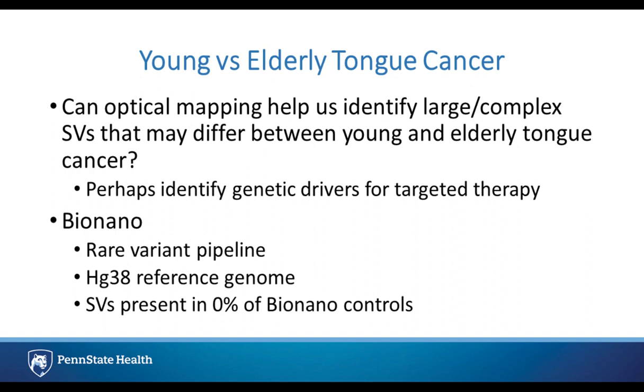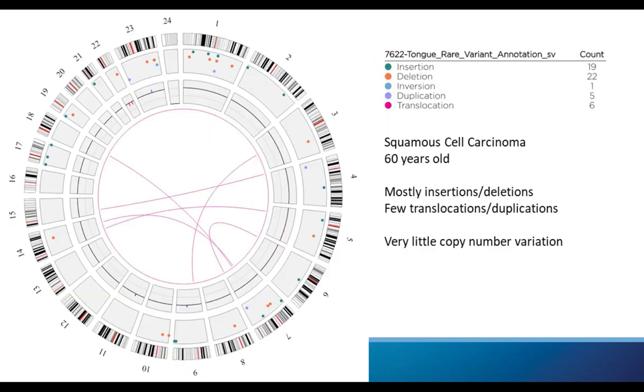And so for the genome imaging from Bionano that I'll show, these are using a rare variant pipeline, so again, about 300x coverage. And I use the HG38 reference genome. And for these, I'm using a filter of the Bionano controls to view structural variants that are not present in any of the controls I have.